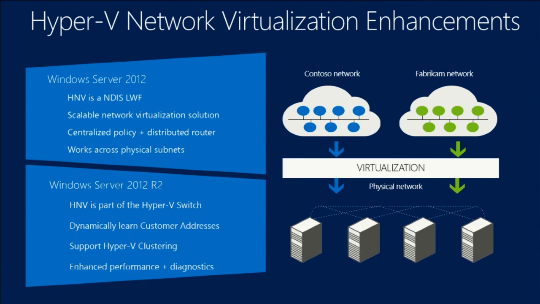And we enable learning, dynamic learning. Because in 2012, as I mentioned, there's no control protocol. Everything has to be centralized. The policy is pushed by SCVMM. So there's no learning. There's no MAC address learning. There's no IP address learning. But with R2, we enable this capability to support the new scenarios. And Hyper-V clustering is another example. We'll look at it.